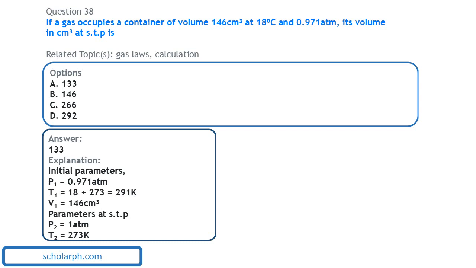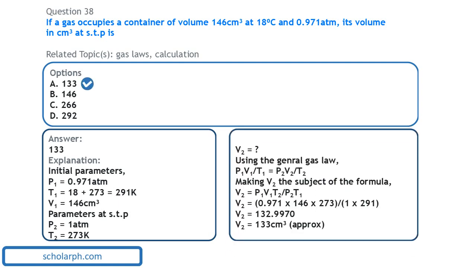Now we have to calculate its volume in cm³ at STP. At standard temperature and pressure, the pressure is 1 atm, while the temperature is 273 Kelvin. Meaning, if the pressure becomes 1 atm and the temperature becomes 273 Kelvin, what is going to be the volume? That is the new volume V2. So using our general gas law, we have P1V1 over T1 equals P2V2 over T2, where these are the initial parameters and these are the new parameters.